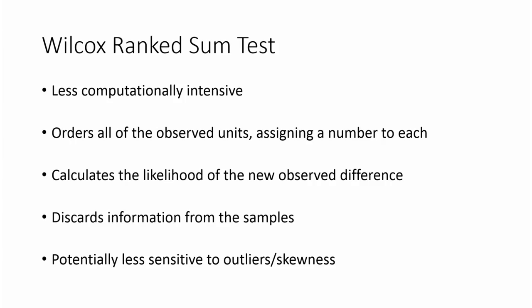The Wilcox-Rank sum test is a less computationally intensive version of the randomization test. It orders all of the observed units and assigns a number to each. Using these new values for each of the units, it calculates the likelihood of the observed difference happening. This test discards information from the sample by ignoring the magnitude of difference between each of the observed data points, and is potentially less sensitive to outliers and skewness.